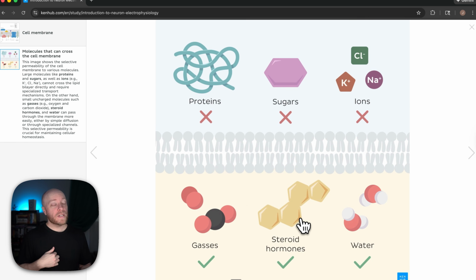Steroid hormones. So steroids are actually pretty massive. The thing to understand, though, is that they're lipid-based. And so when they're lipid-based and you have a lipid bilayer here, they can just go right through. So that's not so much about a size thing as much as it's about its molecular makeup. So steroids are just going to go through.